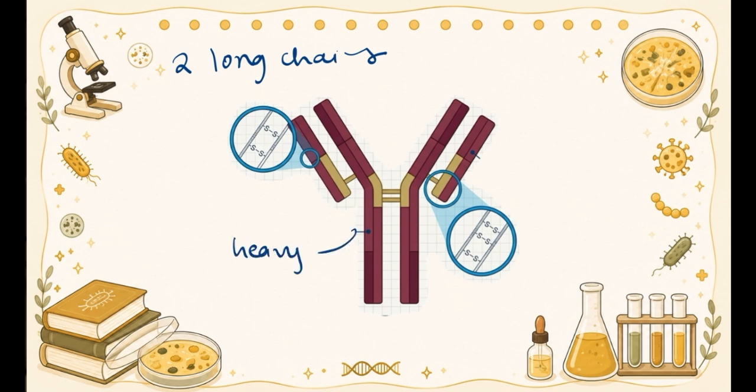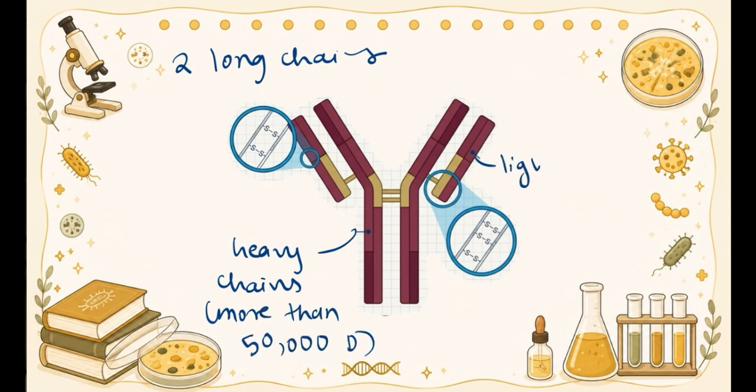You have 2 identical, longer, interior heavy chains that weigh over 50,000 Daltons each, and 2 identical, shorter, exterior light chains weighing 25,000 Daltons each. And these 4 chains are securely locked together into that Y shape by highly stable disulfide bonds.